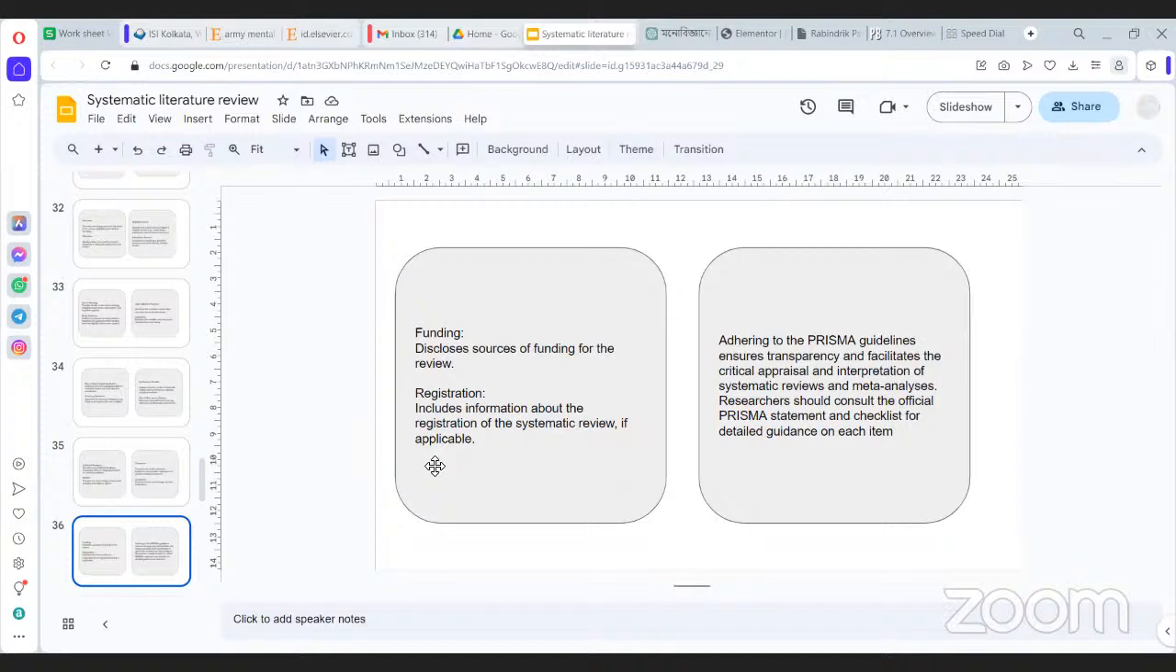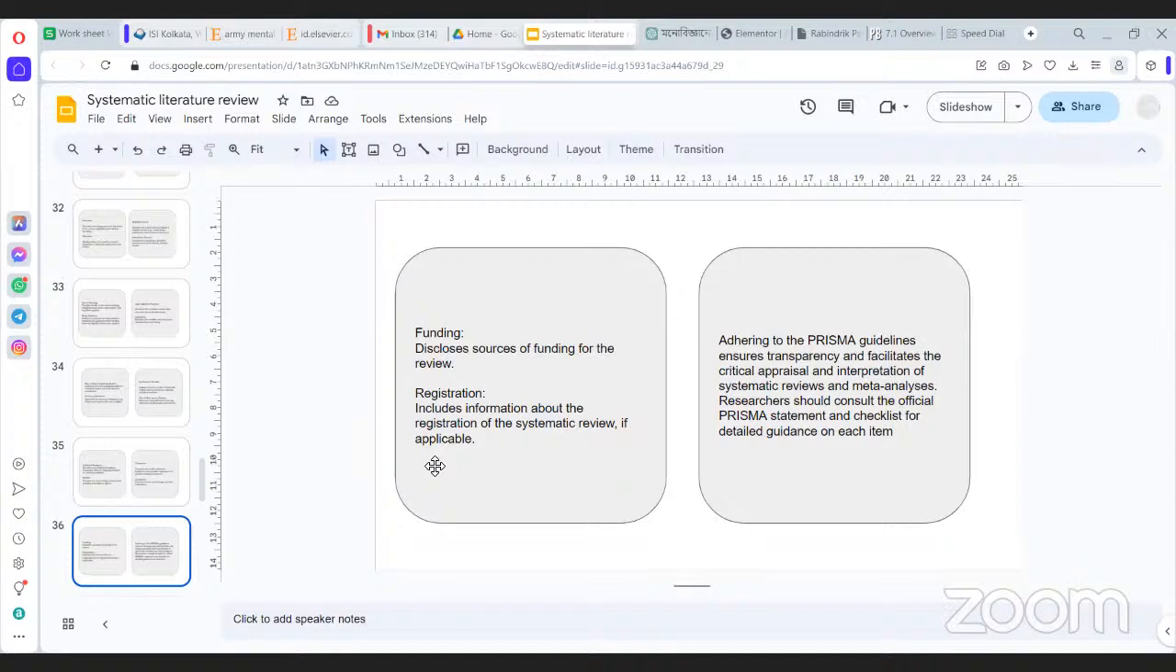Next is adhering to the Prisma guidelines. It ensures transparency and facilitates the critical appraisal and interpretation of systematic reviews and meta-analysis. Researchers should consult the official Prisma statement and checklist for detailed guidelines on each item.